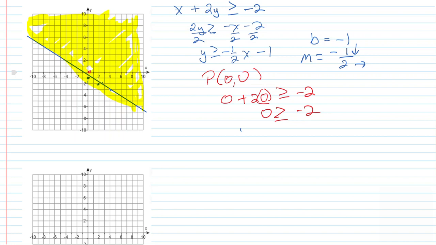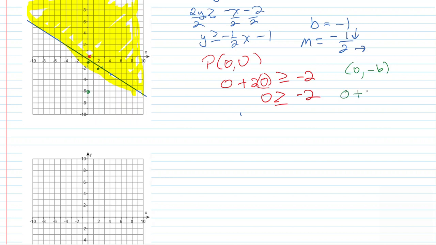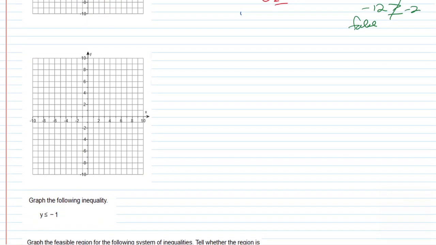So now I'm going to take another point, 0, -6. All right. So remember my equation. I'm going to have 0 plus 2 times -6 is greater than or equal to -2. -12 is greater than or equal to -2. That's false. It is less than. The larger the negative number, the less it is, further away from 0 that it is.